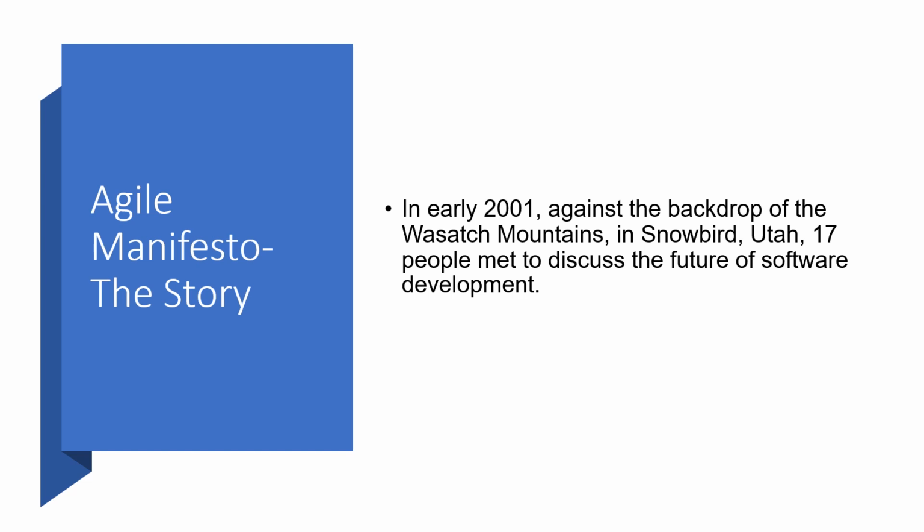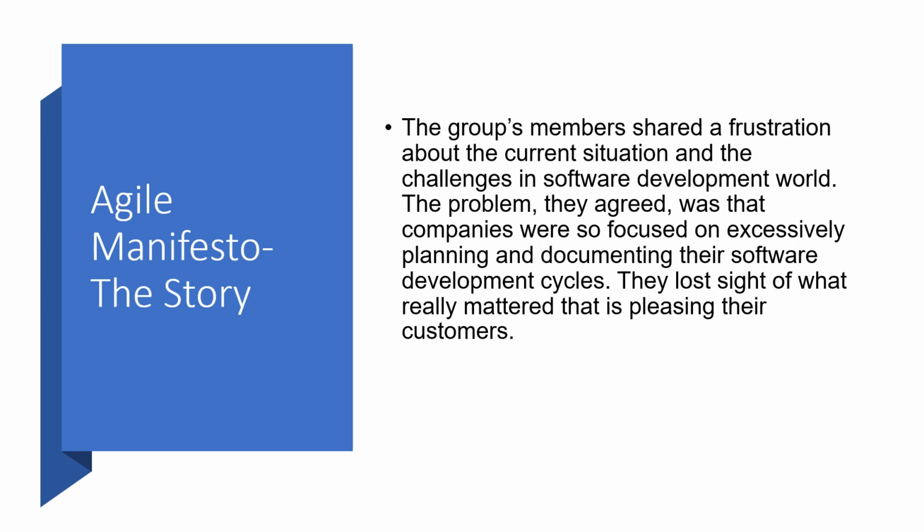Here is the story of Agile Manifesto. In early 2001, against the backdrop of the Wasatch Mountains, in Snowbird, Utah, 17 people met to discuss the future of software development. The group's members shared a frustration about the current state of affairs and the challenges in the software development world. The problem, they agreed, was that the companies were so focused on excessively planning and documenting their software development cycles. They lost sight of what really mattered, that is, pleasing their customers.